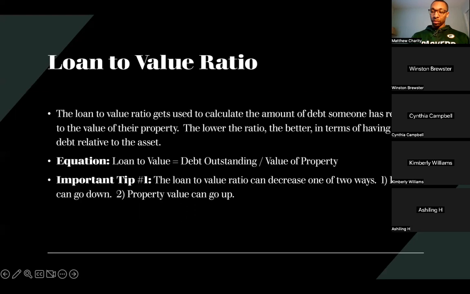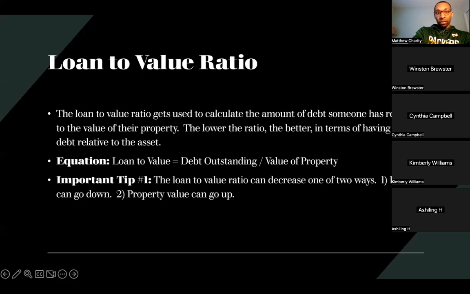If I have a property that is worth $300,000 and I owe $250,000 on it, my loan to value ratio is 83%. Obviously, the lower you go, the better you are, the more equity you have in the property.